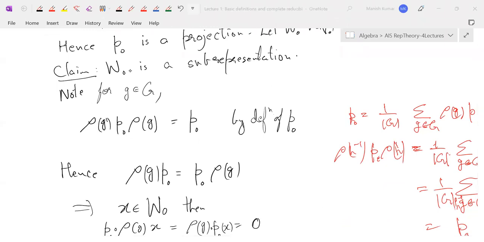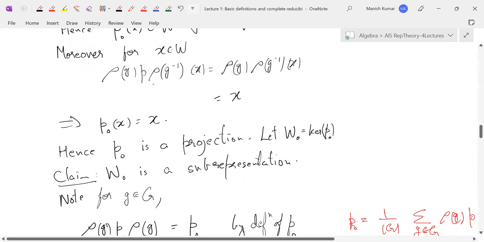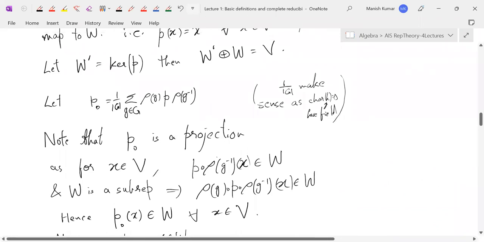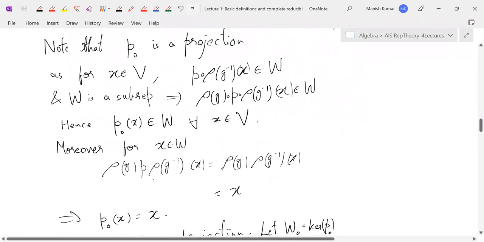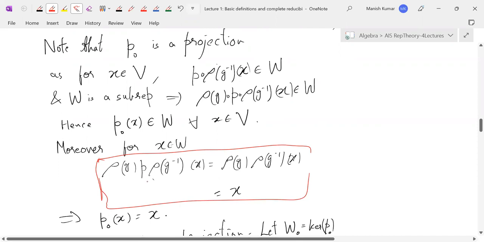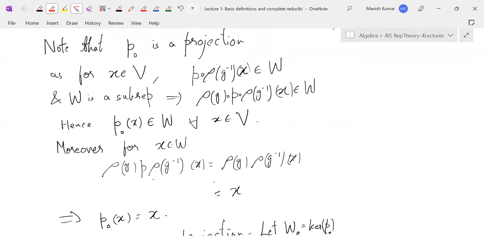Hello, sir. Sir, the way you have defined P0, why is it 1 by order of G? We want it to be a projection. So we want that on W, it should be identity. On W, it has to be identity. So if I see this line, good that I can highlight it. You see this thing, rho g inverse x is x for all x in W. But that's not P0. P0 is the sum of these, and then you multiply by 1 over order of G. So if you just do the sum, what you'll get is the size of G times x. So you want to divide also.